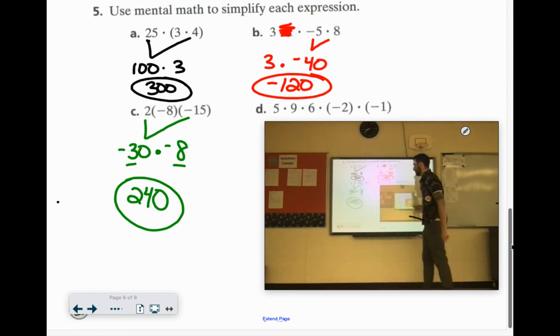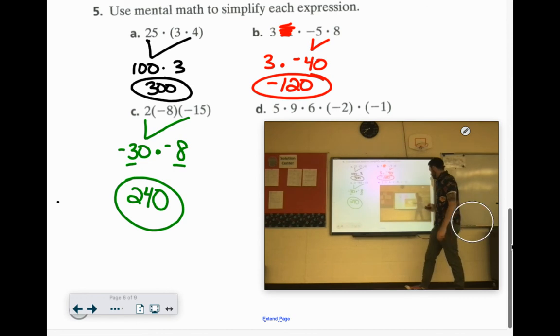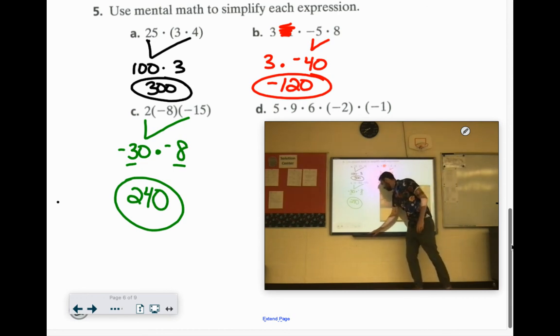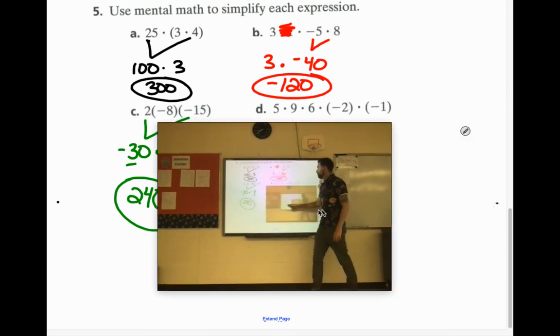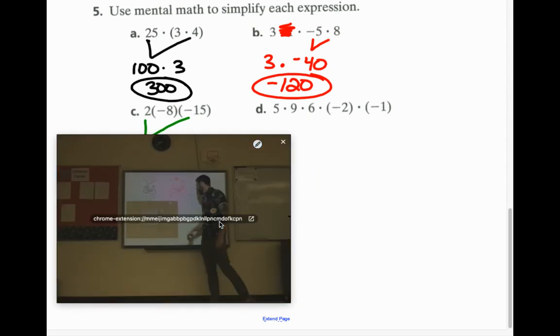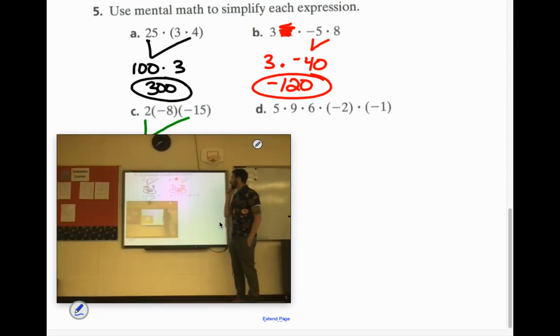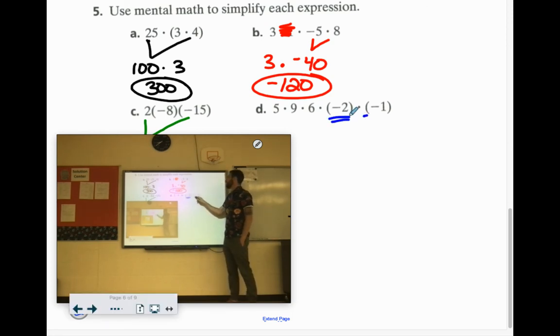More of this. I guess I'll draw all over the video screen here. All right, scooch over, Mr. Blank. Come on, dude. Oh wow, this is wild. If you have a negative times a negative here, it results in positive. -2 times -1 is +2.